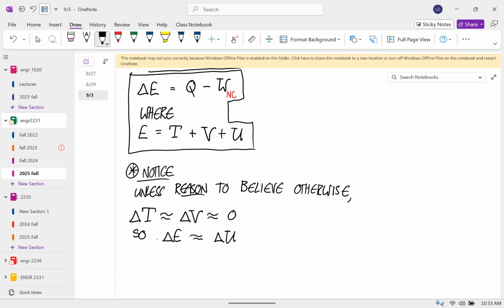So if it says something about the height change, then okay, you have to put that in there. But if it doesn't mention stuff like that, we're just going to assume that the change in energy has to do with internal energy related to temperature.